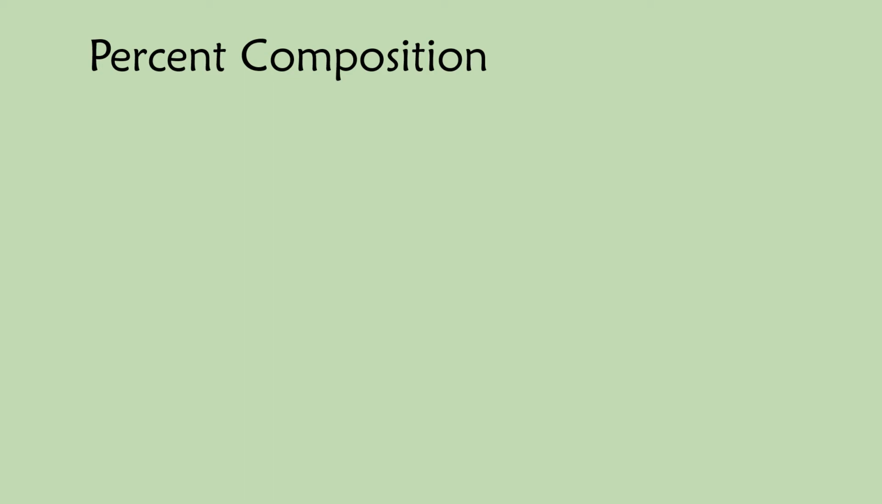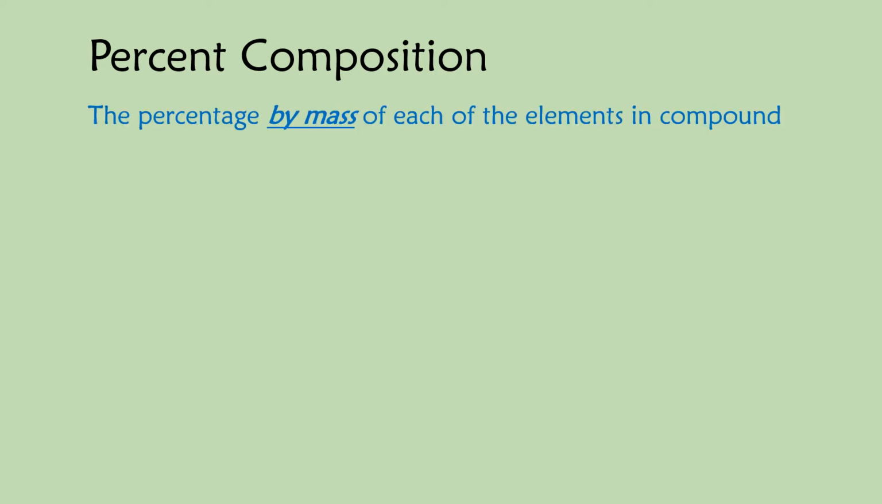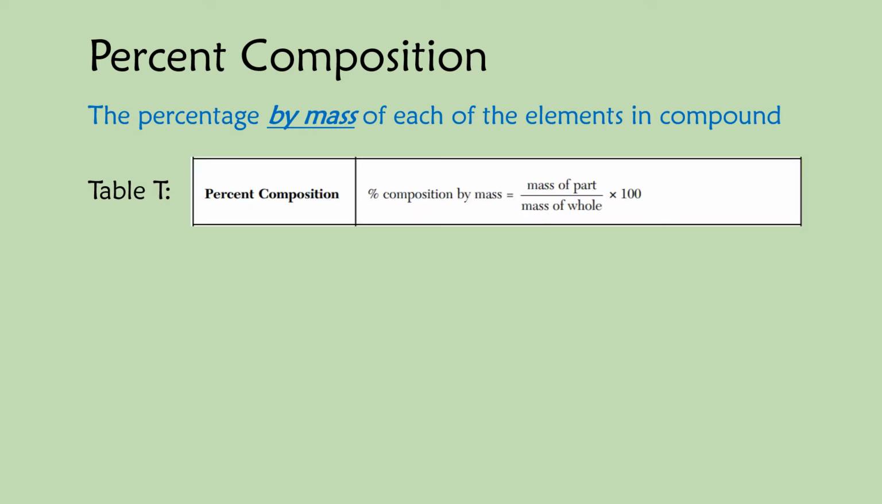So you guys will be specifically learning about how to calculate the percent composition by mass of any element in a compound, which means if you take the mass of the element, you take the mass of the compound, and then you figure out what is the percentage of that element in the compound based on the mass. The good thing is the equation that you'll be using for this is given in Table T.